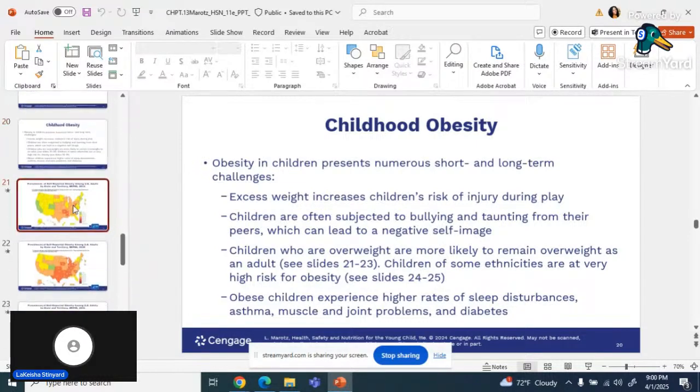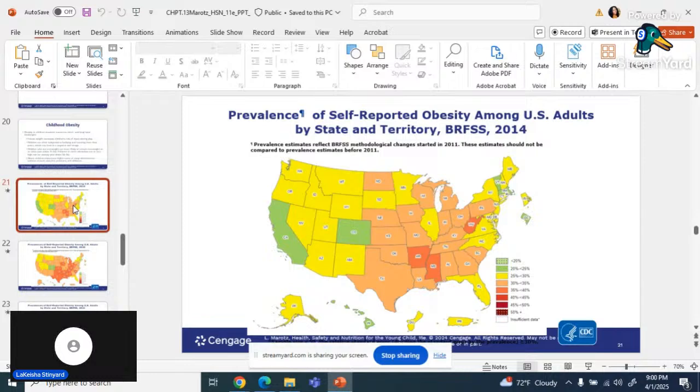Okay, we're going to look at these charts for the obesity among U.S. adults. You can see here the yellow is the 25 to 30%. You have Florida. This was in 2024, 21.